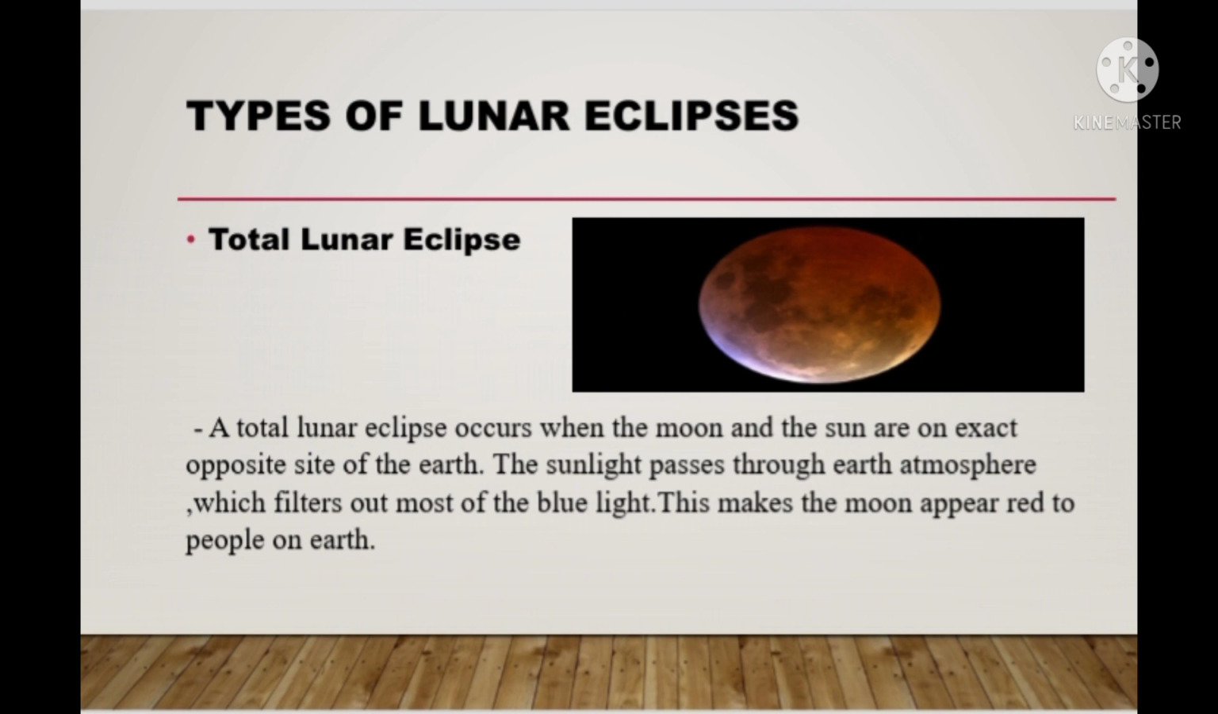There are two types of lunar eclipses. Number one is the total lunar eclipse. A total lunar eclipse occurs when the Moon and the Sun are on exact opposite sides of the Earth. The sunlight passes through Earth's atmosphere, which filters out most of the blue light. This makes the Moon appear red to people on Earth.